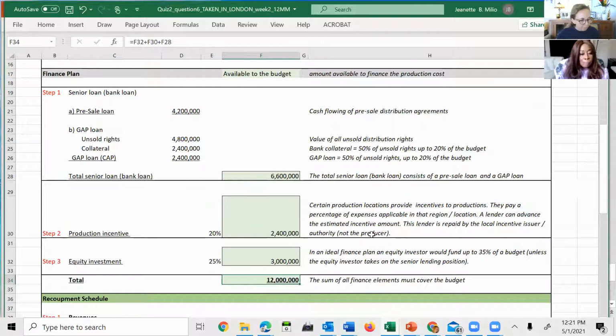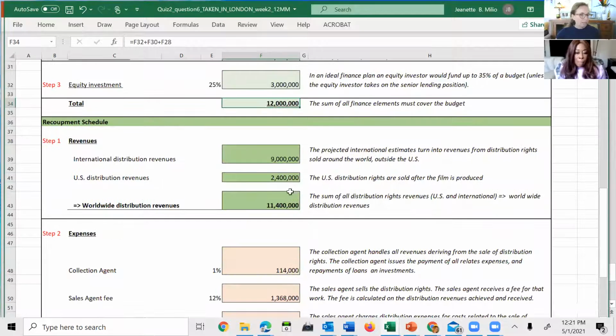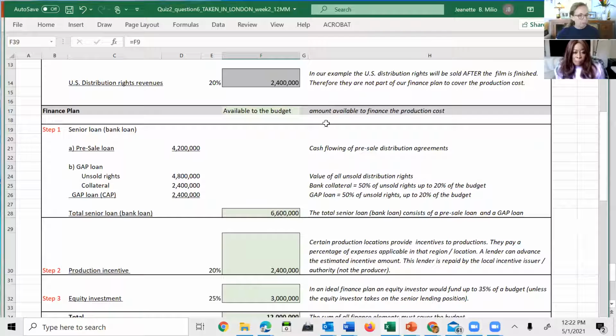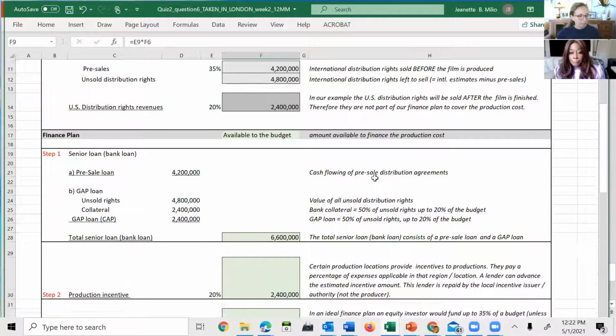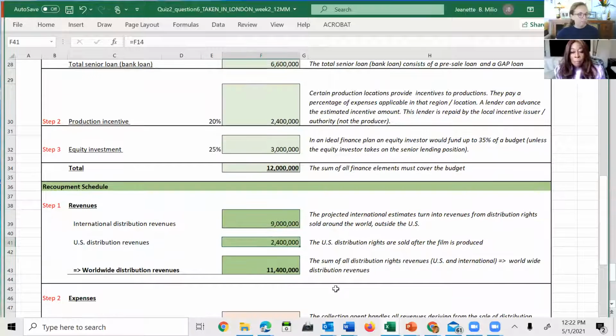Okay. So now we're talking about paying people back. We are getting our international revenues, which were 9 million, which we had up here. See, is it? Yes. This 9 million here. We're now making the money. It's coming in. Here's where it's coming. Yay, we're selling our international. Yay, we're selling our domestic. Yay, we have 11.4 million total from international and domestic.